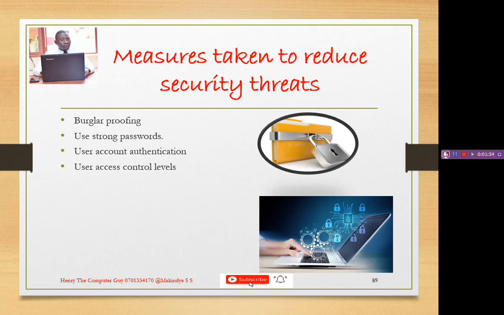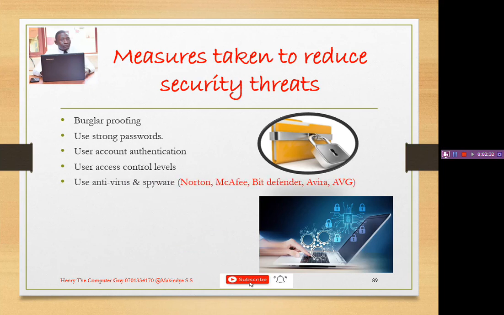Another one is user access control levels. For example, remember we talked about these levels, whereby some people can be allowed to, let's say, access certain accounts or certain levels, whereas others are not allowed to access other levels. So you're in a company, you're the general manager, you can allow some people to access certain accounts or certain computers, whereas others cannot access those computers. So you can always provide them with what we call the access control levels.